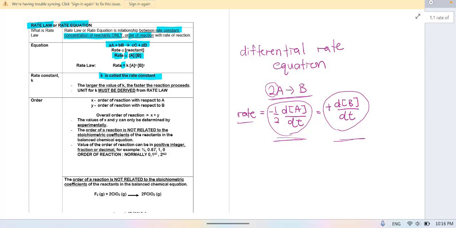Rate law only considers reactant. Rate law won't consider stoichiometric coefficient. Rate law dia tak akan ambil kira stoichiometric coefficient.